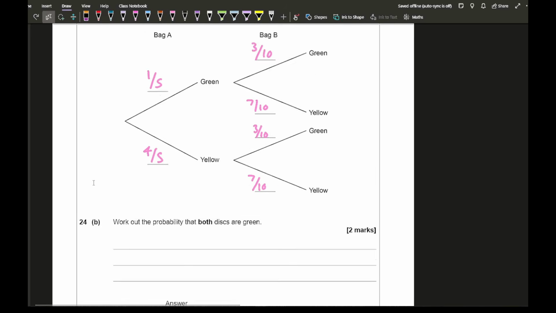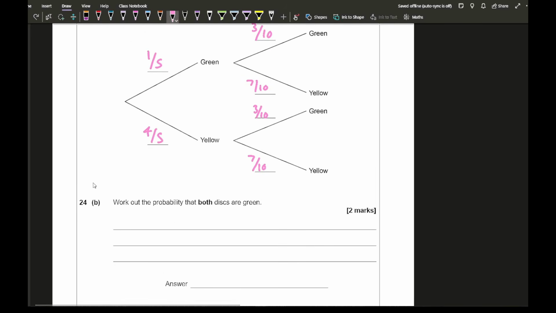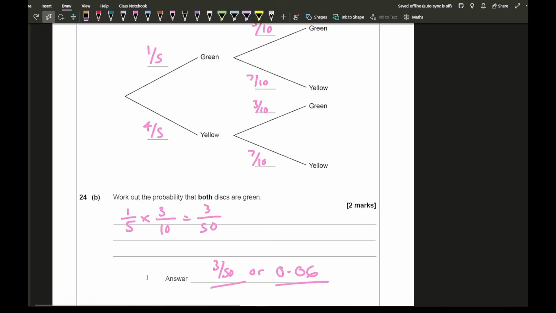Then moving on to question 24b, it says work out the probability that both discs are green. Well, for and, it basically means we multiply, so it's going to be 1/5 multiplied by 3/10, which gives us an answer of 3 over 50. And again, if you wanted to give it as a decimal, 3 divided by 50 is 0.06. So either of those answers would be absolutely fine.